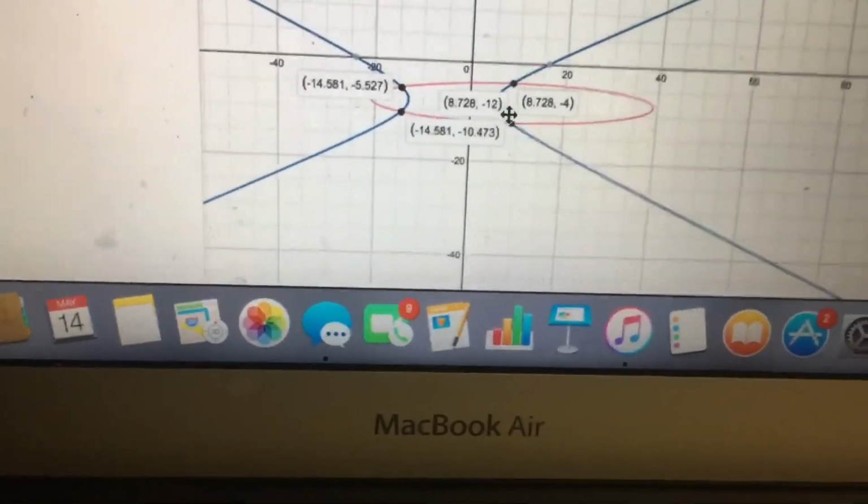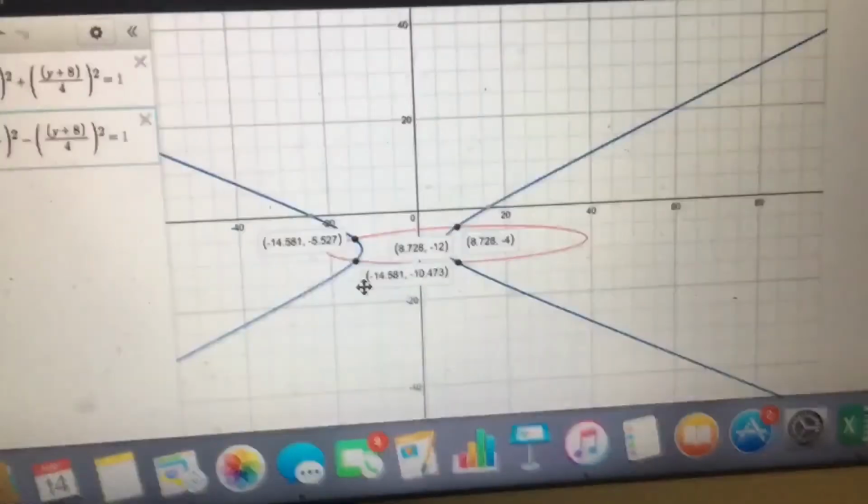And to prove this works, here's the graph on Desmos. As you can see, the points are right where I said they were. So yeah, math.